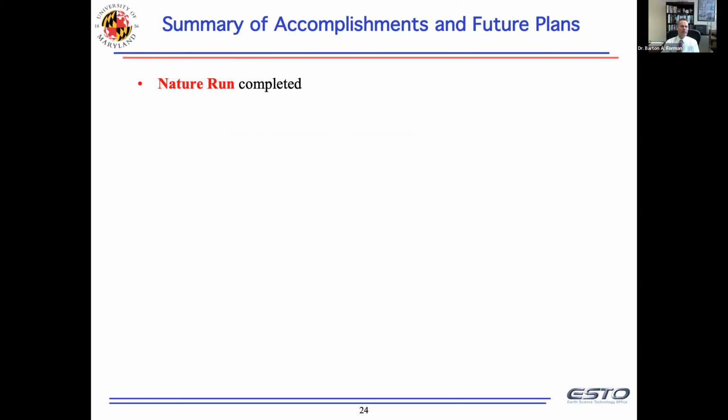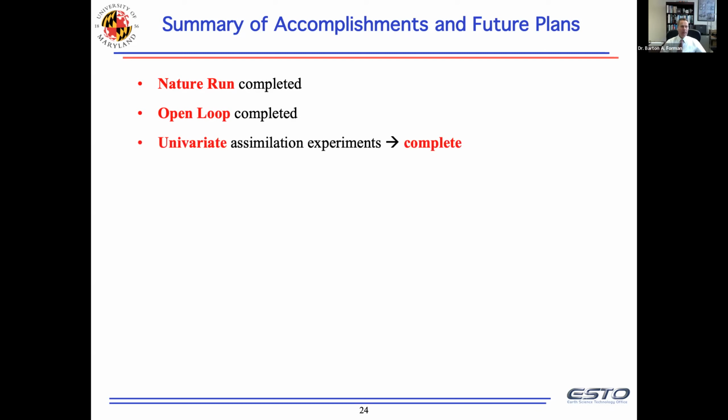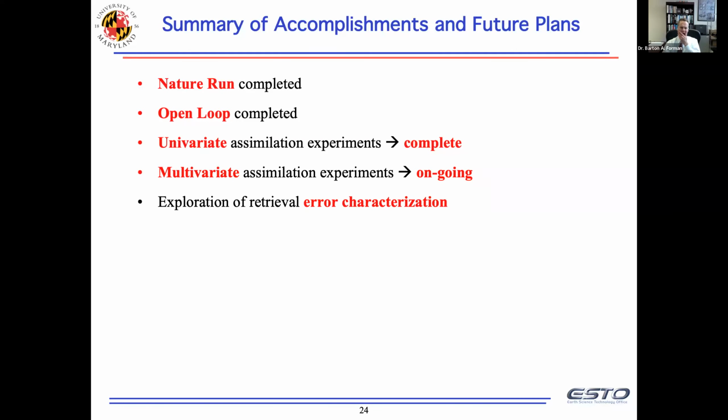So the last bit I'll say, we're still working on this project. We're going to be going through this through the summer, so we still have a lot of work to do. But the nature run is done, which means the synthetic observations are also done. Our open loop is completed, so we have a very nice benchmark for everything. We've run a bunch of univariate assimilation experiments: L-band radiometry for soil moisture only, C-band SAR for SWE assimilation only, vegetation LiDAR only. Now we're moving into the multivariate experiments. We're sort of layering these on top of each other.